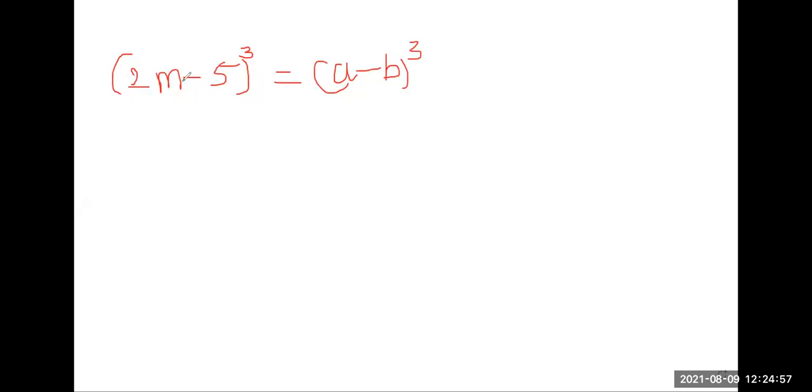It is a simple thing. 2m minus 5 whole cube. This total first term is a and this second term is b. Then put the formula. What is the formula we know? a cube minus 3a square b plus 3ab square minus b cube.